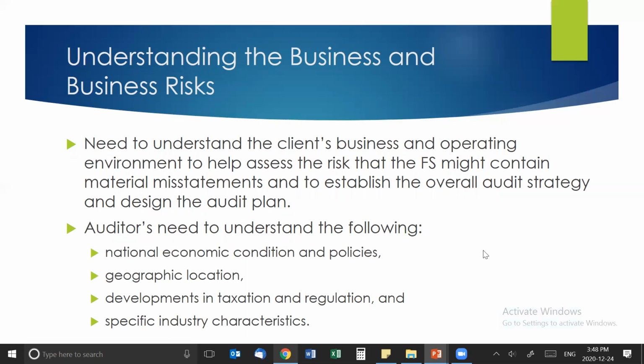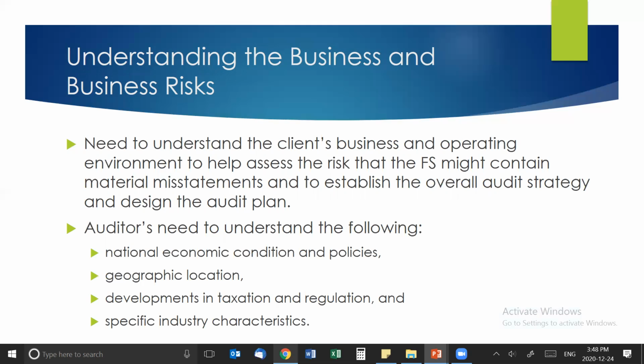In order to figure out what the risks of material misstatement are, we need to understand the business and the business risks. Before we can determine the risks of material misstatement, which we will talk about more in chapter 6, we need to understand the client's business and operating environment, to figure out whether the financial statements might contain material misstatements, and to figure out the overall strategy to design the audit plan.